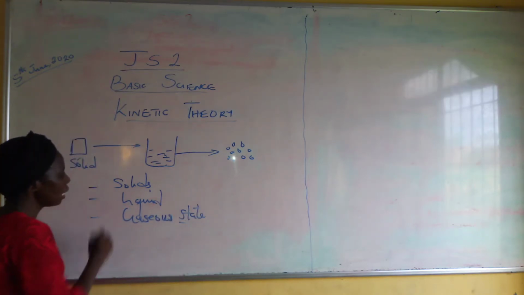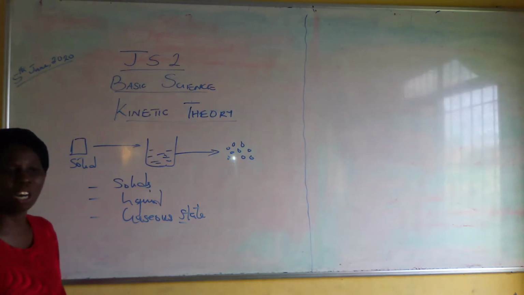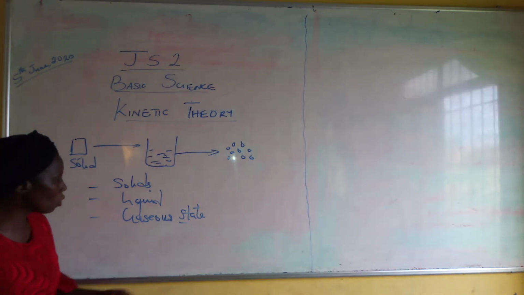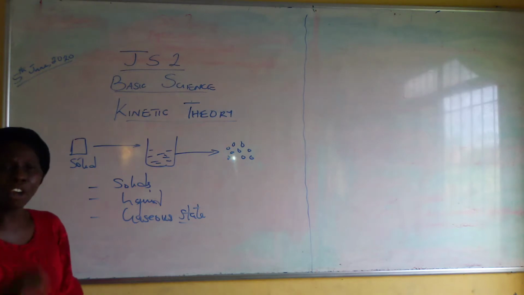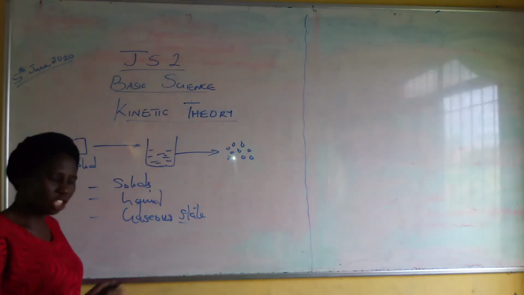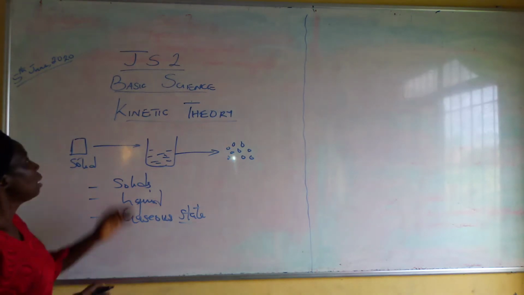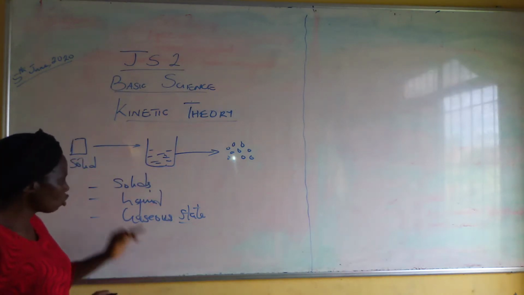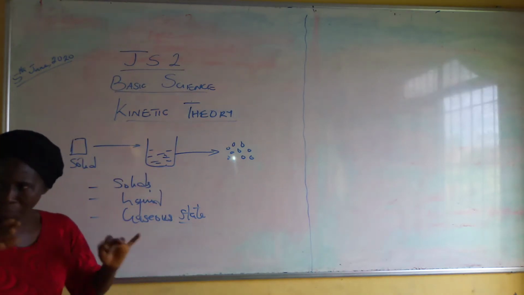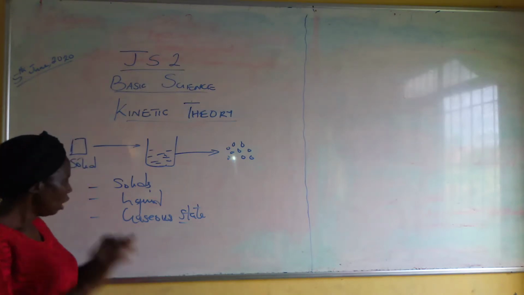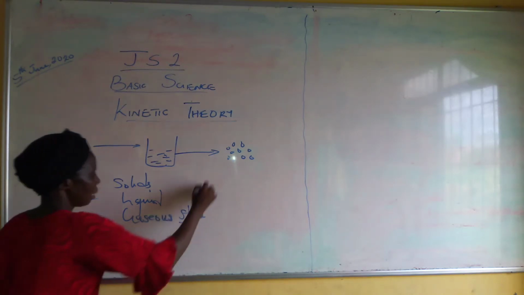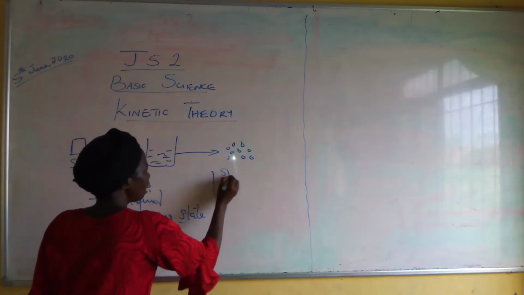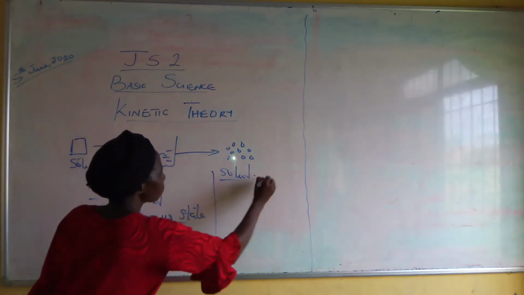We have solid, liquid, and gaseous states, which you people call gas. According to the theorists, according to the kinetic theory of matter, we want to explain the movement of particles in solid, liquid, and gas. Now take number one, solid.